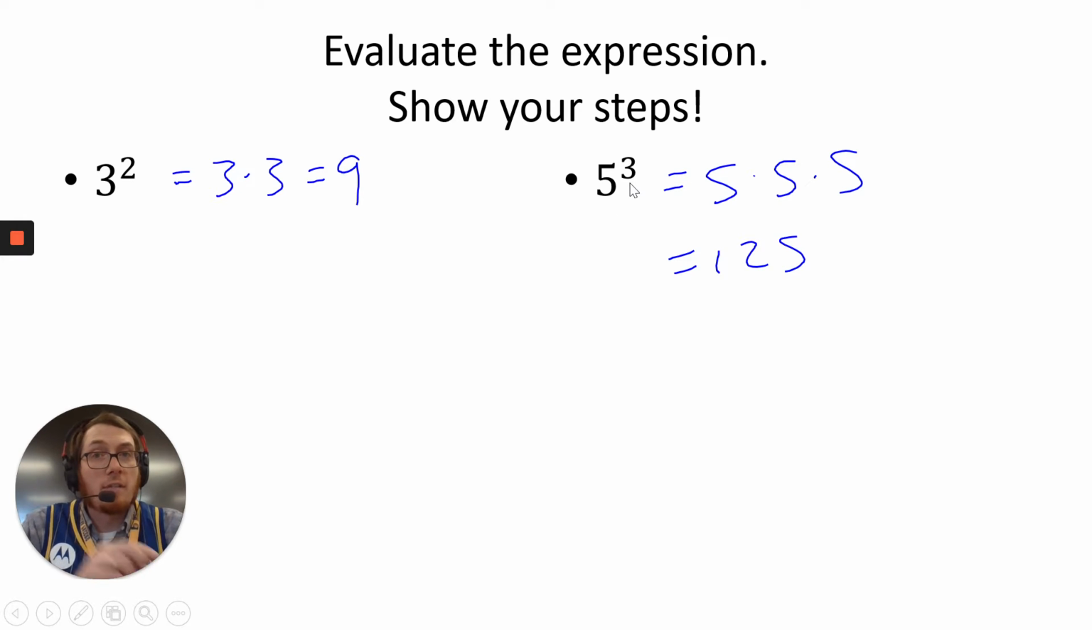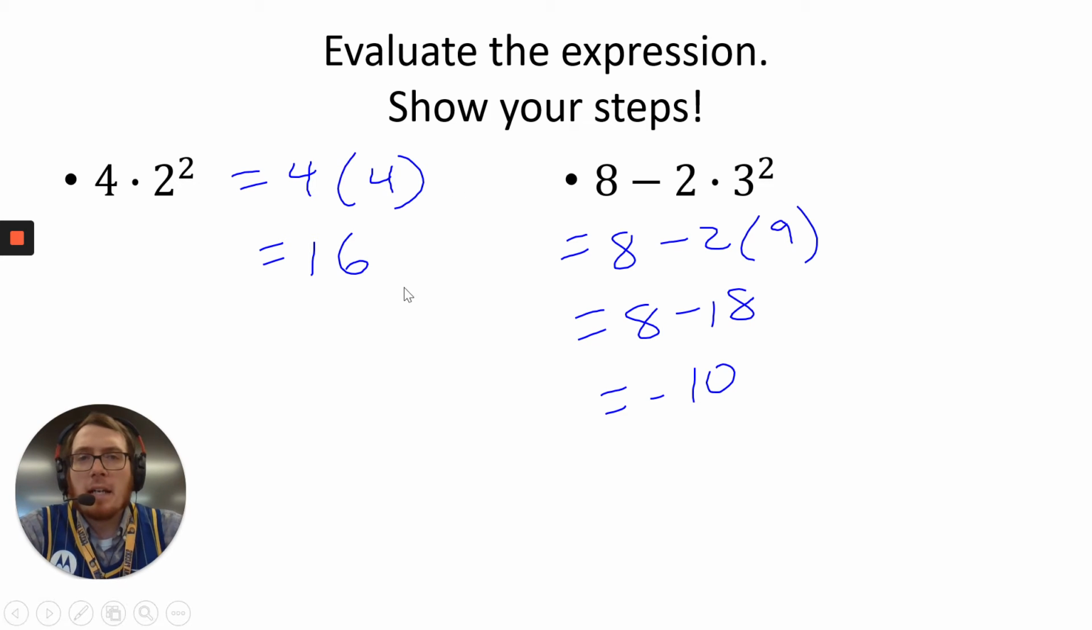5 to the third is 5 cubed. Okay, 5 cubed is 5 times 5 times 5, and then that equals 125. Again, let's try to write this idea out, especially if there's not a whole lot else going on. We'll look at some more complicated questions, and maybe we don't have to write it out as much in those. But on these first ones, let's make sure we're writing those pieces out to remind ourselves what it means to be 3 to the second or 5 to the third.